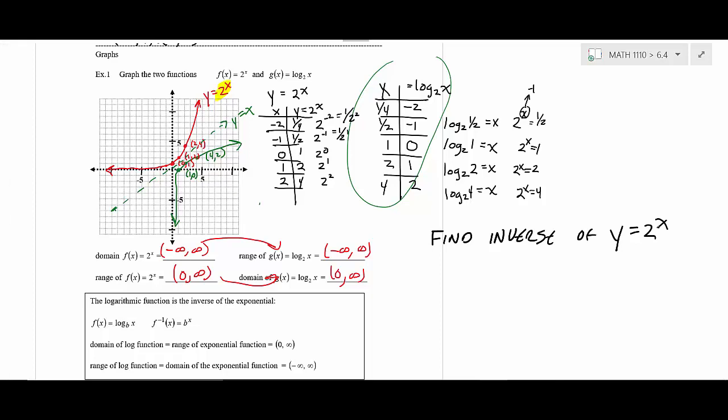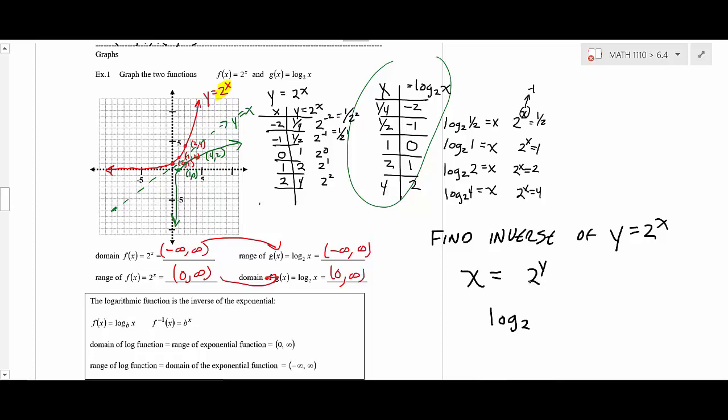Okay, so when we do an inverse, and you've already done some work on this and done some homework, what do you do to the variables y and x? You switch them, right? So the first thing is you want to just write that as x equals 2 to the y, like that. Now what you're going to do is write this in logarithmic form.